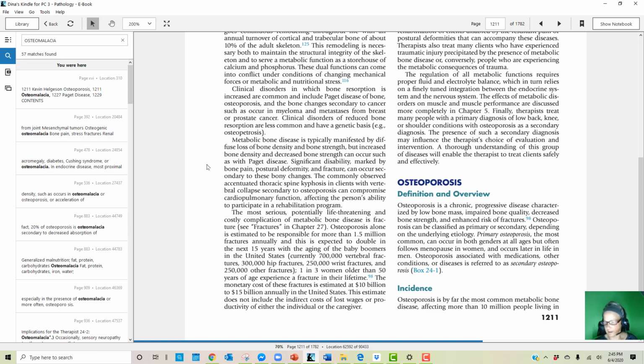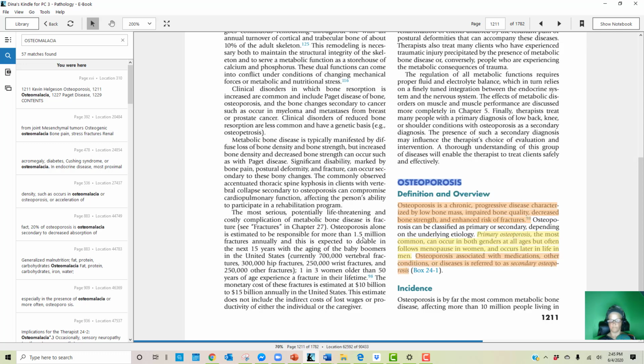Osteoporosis definition and overview. Osteoporosis is a chronic, progressive disease characterized by low bone mass, impaired bone quality, decreased bone strength, and enhanced risk of fractures. Osteoporosis can be classified as primary or secondary, depending on the underlying etiology. Primary osteoporosis, the most common, can occur in both genders at all ages but often follows menopause in women, and occurs later in life in men. Osteoporosis associated with medications, other conditions, or diseases is referred to as secondary osteoporosis, box 24.1.